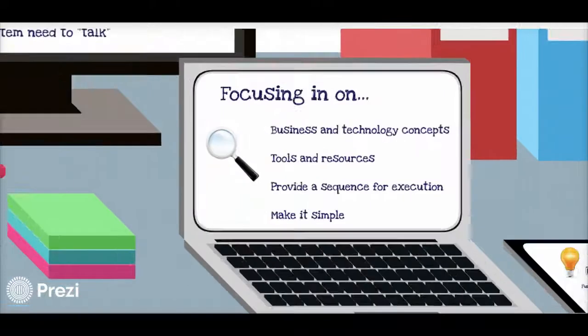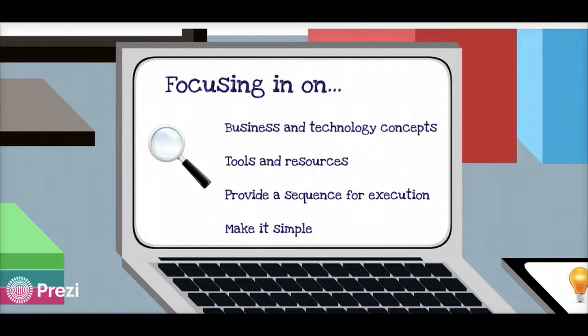We're going to focus in on business and technology concepts because the two are very heavily intertwined in conversion optimization. You need a technology system to execute, but you also need the business acumen to understand the impact to revenue and profit metrics. We're going to talk about some tools and some resources that are online to help you in your journey while providing a sequence for execution that's hopefully pretty simple and easy to embrace.